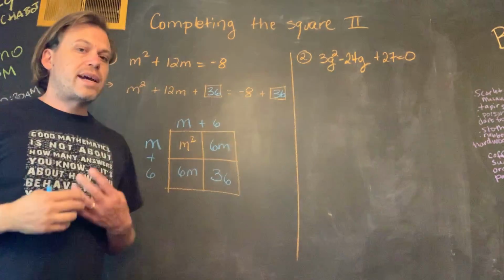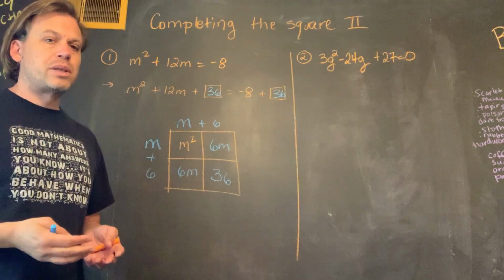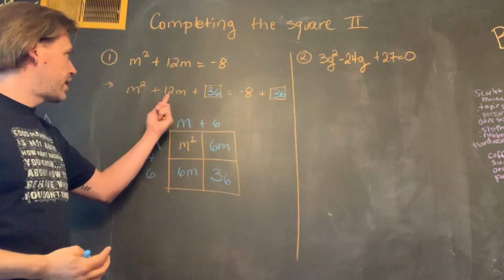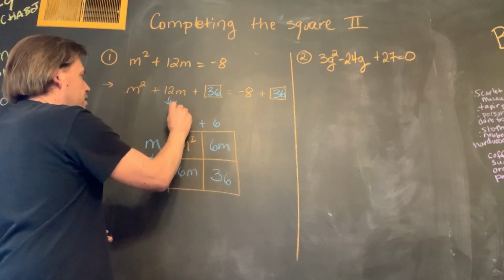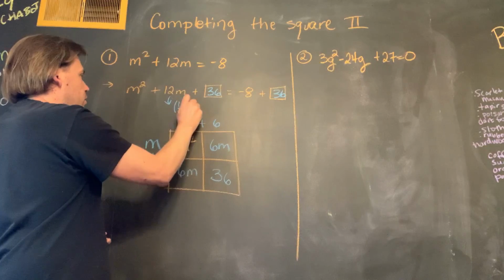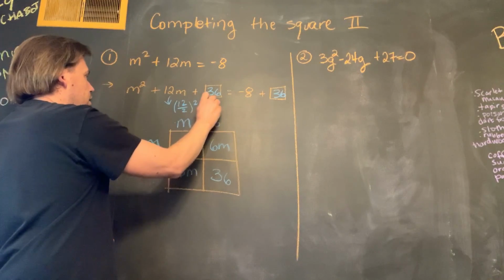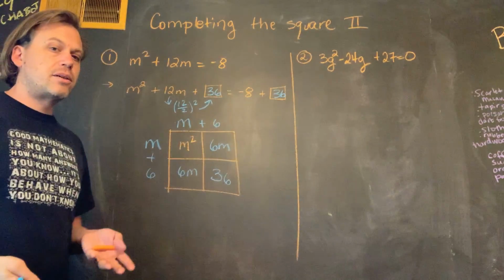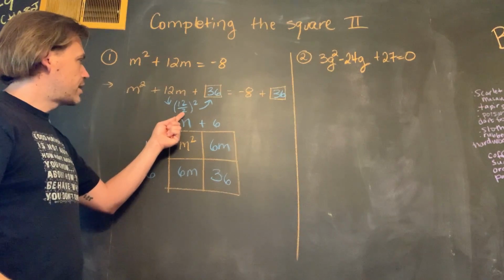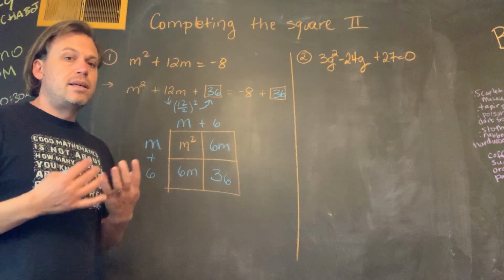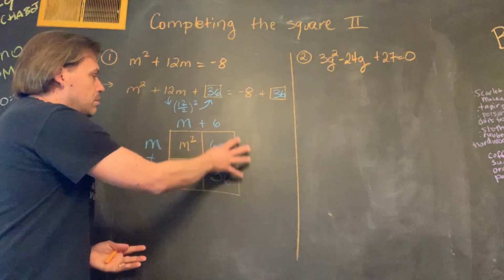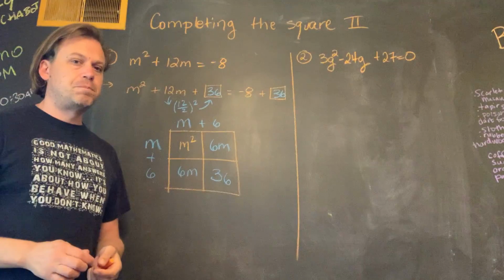So yesterday, the way I showed you how to do that was a little algorithm where all you do is take the 12m and divide it by 2. So 12 divided by 2, and then square it. Well, that works also. 12 divided by 2 is 6. 6 squared is 36, and that's what we add to both sides. And the reason it all works is because it makes this thing a perfect square.